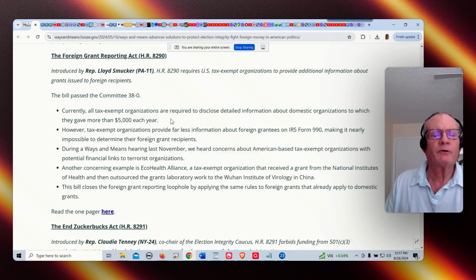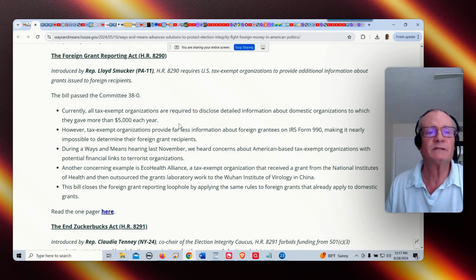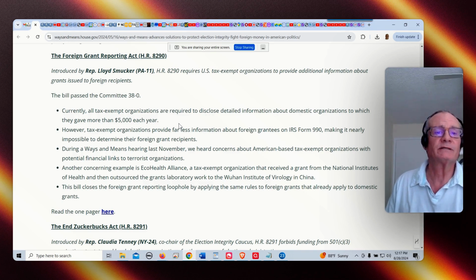Now, the problem that they see here is that grants made to domestic organizations, in other words, United States organizations, have to be reported. You have to report the recipient of the grant, the name, address, employer ID number. All right, but with foreign grants for the Form 990, you don't have to report that level of detail, and essentially they're saying that's not fair.